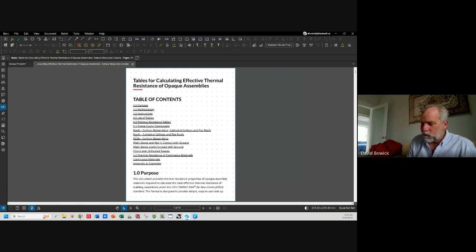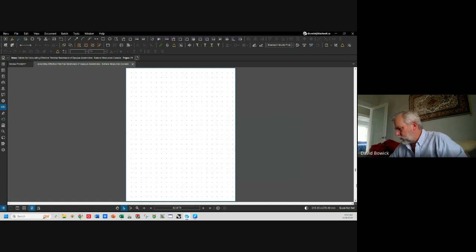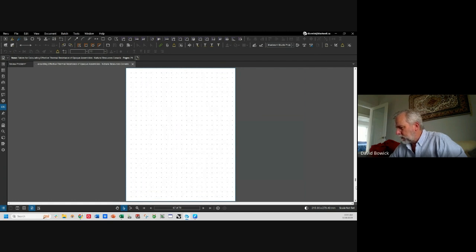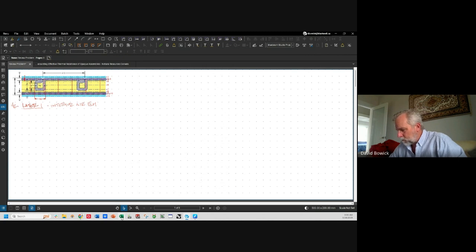You may remember that I shared this document and a link to the website that contains this document. This is published by Natural Resources Canada, and it is just tables and tables and tables of R values for various materials. Rather than having to navigate through that, I consolidated this into a spreadsheet, which I've shared.